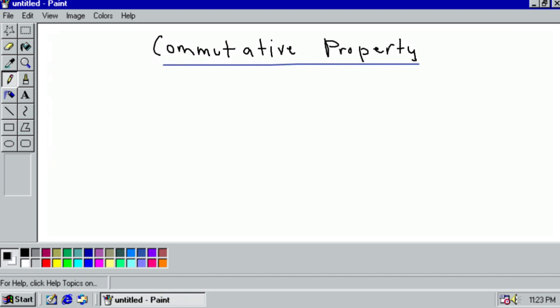In this lesson, I'm going to teach you the rules for operating on integers. We have six properties to remember. The first thing is the commutative property. This one is for addition and for multiplication.